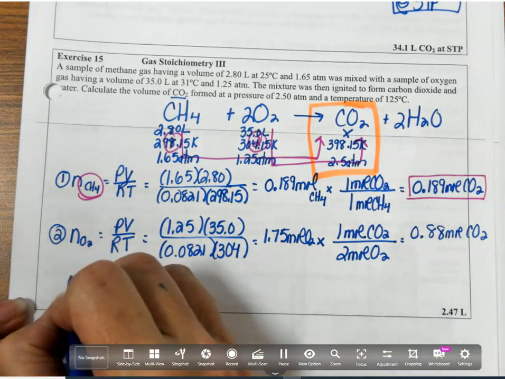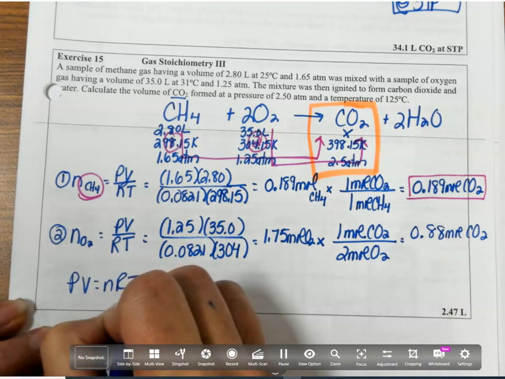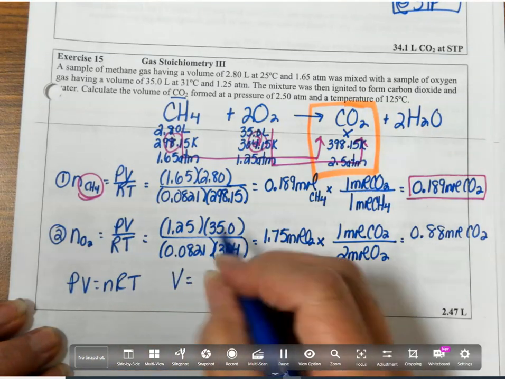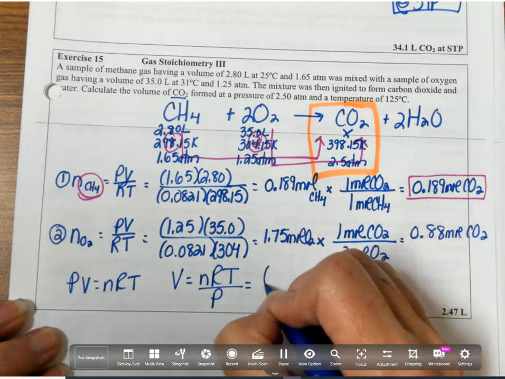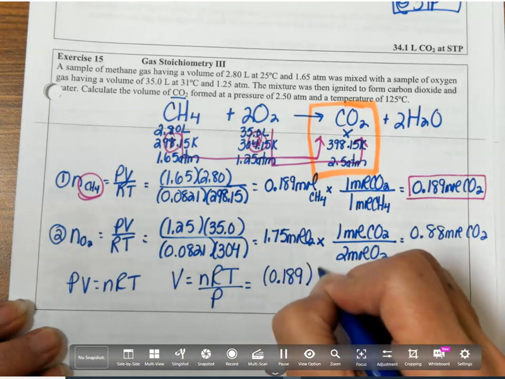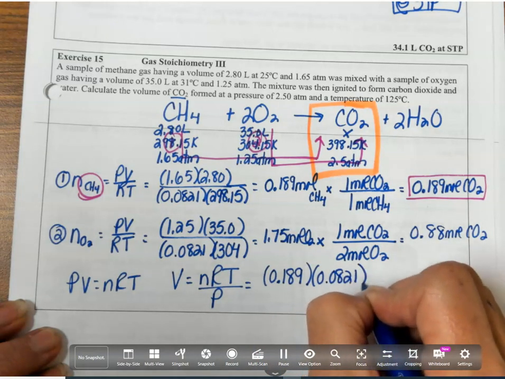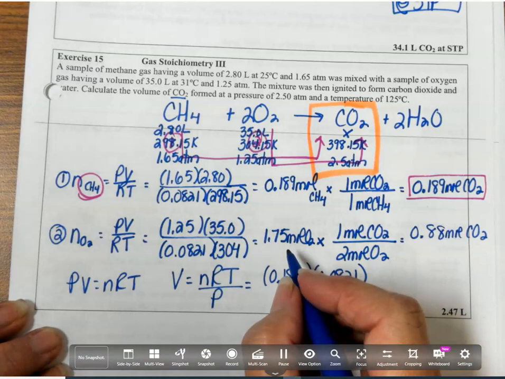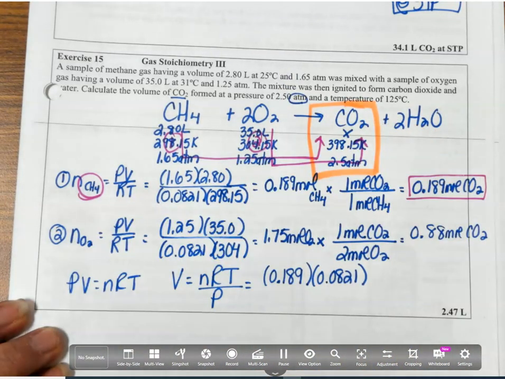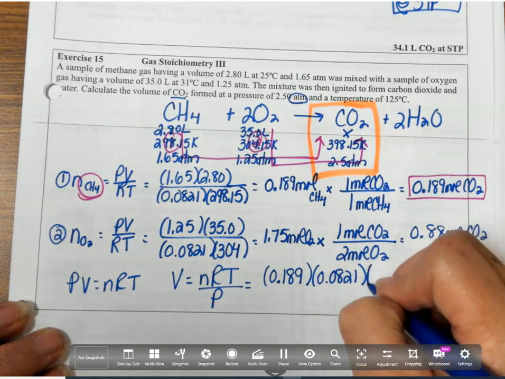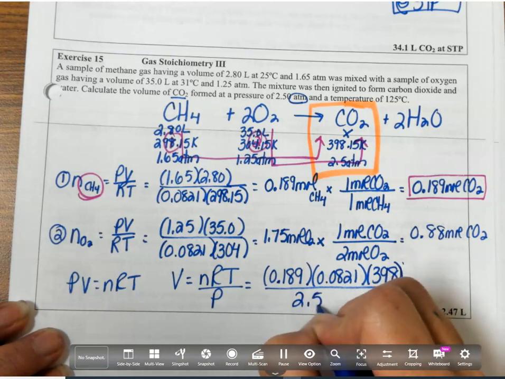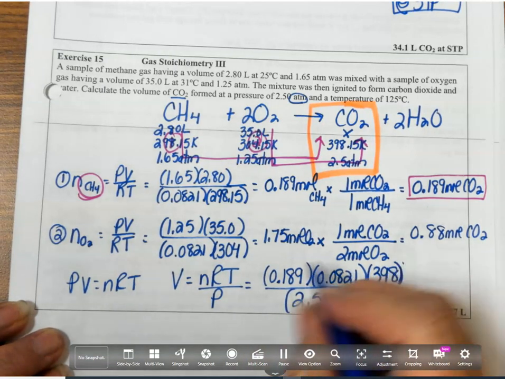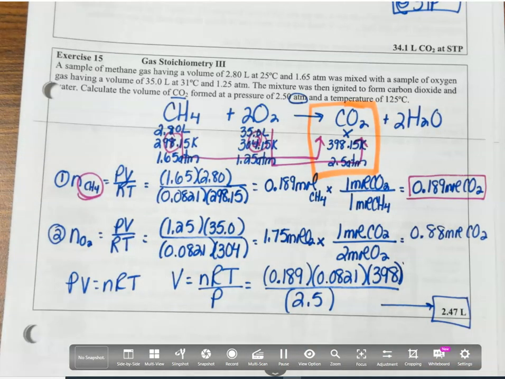So I'm going to take PV equals nRT. I'm going to solve for V, which would be nRT over P, which is going to be 0.189 times 0.0821. Remember, R is going to be in atmospheres because that is the unit that I have in the problem. So that's my R value. 398 divided by 2.5, and I get 2.47 liters. Okay.